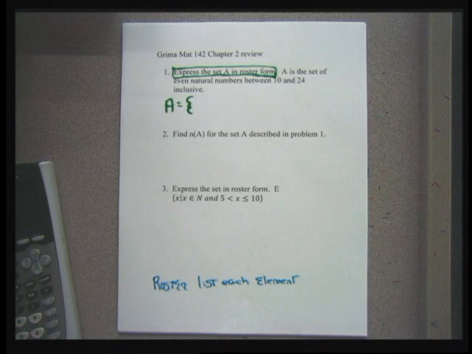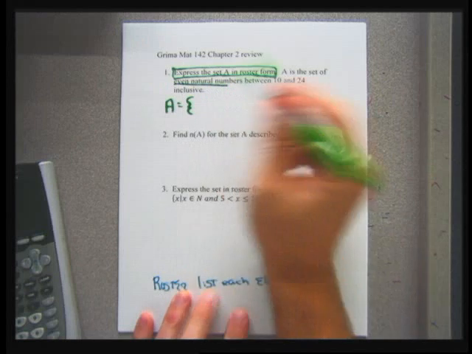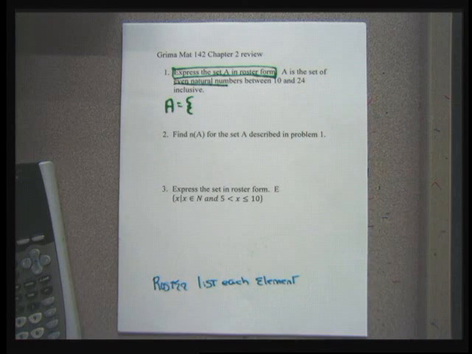For this particular problem, the first thing I see is even natural numbers. Even natural numbers are numbers like 2, 4, 6, 8, 10. Natural numbers start at 1 and go higher. Evens are multiples of 2. And now I need to be between 10 and 24.